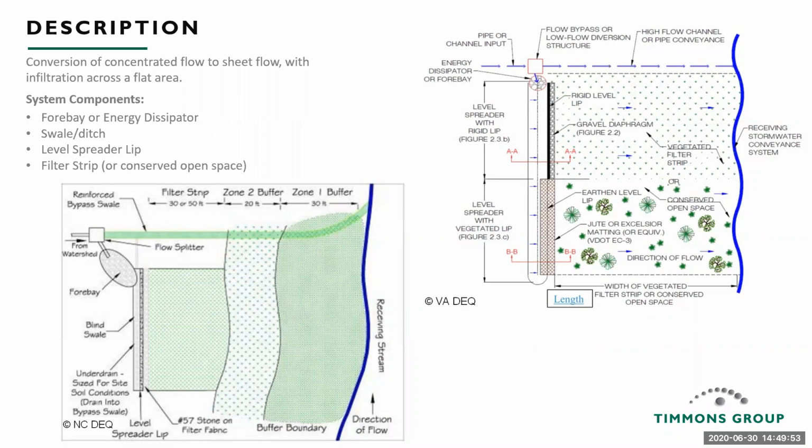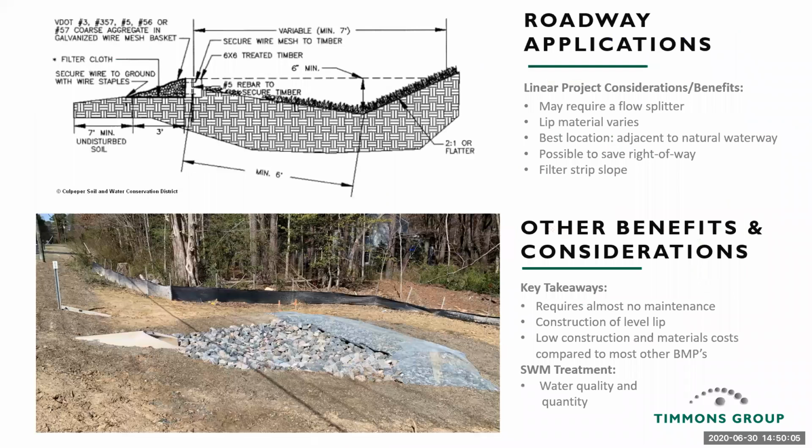In this slide, the image on the left is North Carolina's standard, and the image on the right is Virginia's. Both of these are very similar and accomplishing the same thing. A flow splitter might be required in situations where your incoming flow is too large for a level spreader to handle, or in a situation where you don't want your level spreader lip to be huge or too long. It's just your site constraints won't allow it. The level spreader lip itself can be constructed from many different materials. I've seen concrete beams used, concrete curbs, wooden timbers, or just grass with reinforcement matting.